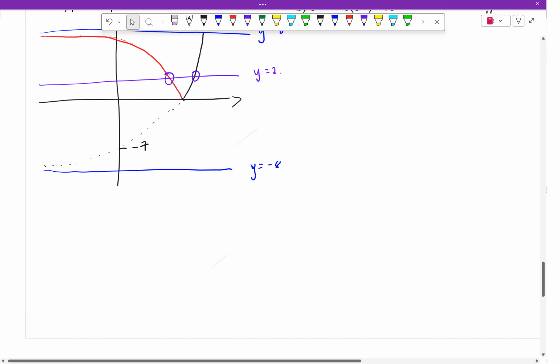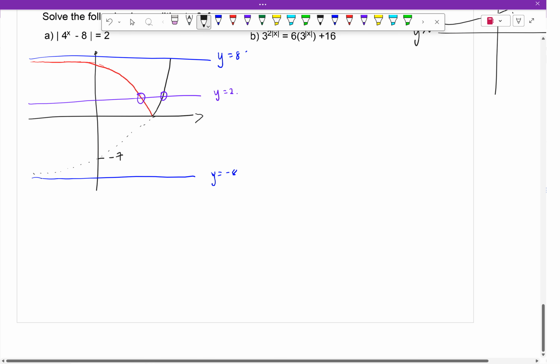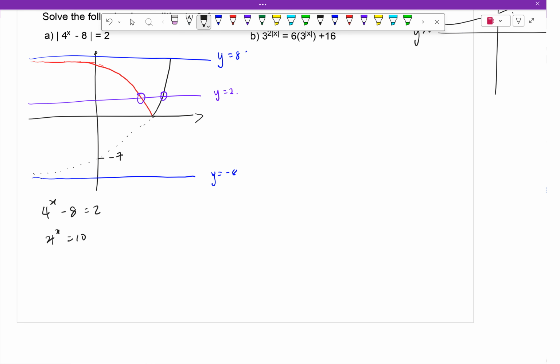So let's have a look. One case is 4 to the power of x minus 8 equals to 2. 4 to the power of x equals to 10. So log of 4^x equals to log of 10. So x equals to log of 10 over log of 4. Done. And they're asking for three significant figures, which is 1.66.